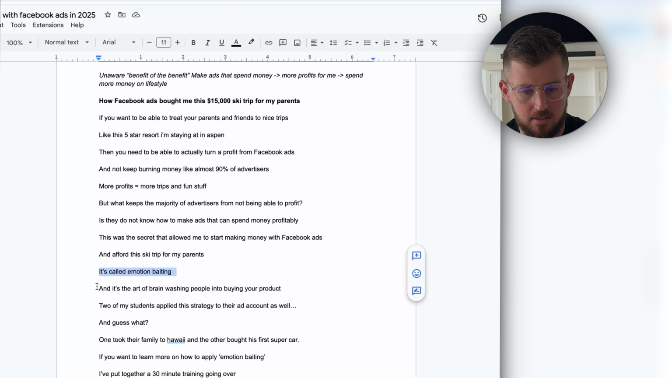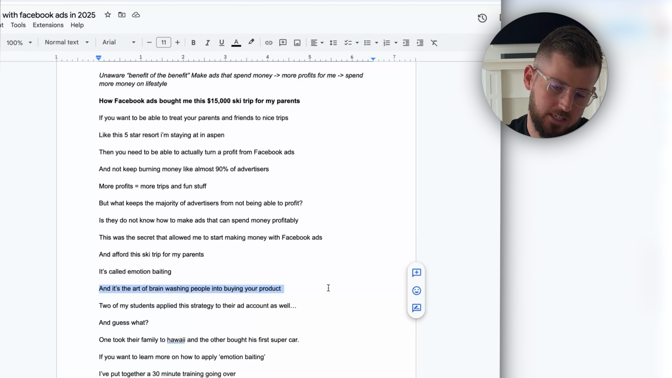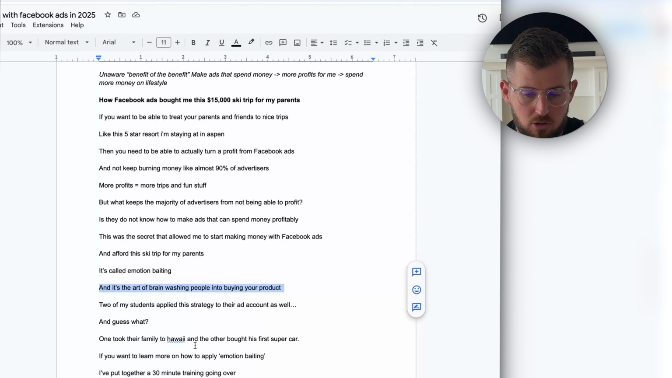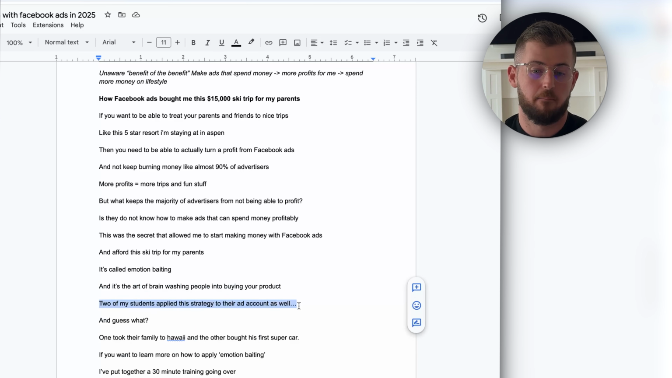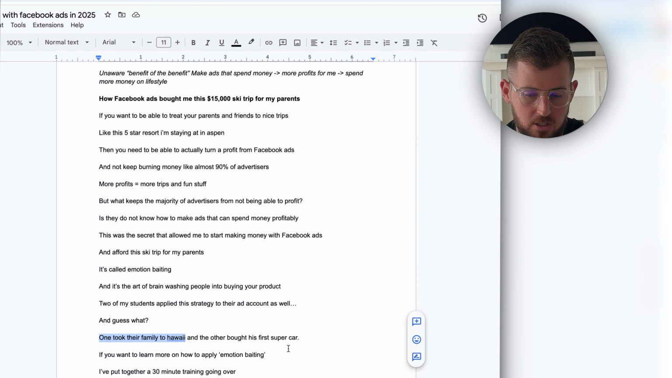Again, product, how the product works in the simplistic way, and then I go straight into, again, building on that desire. 2 of my students applied this strategy to their ad account as well, and guess what? One took their family to Hawaii, and the other bought his first supercar. If you want to learn more how to apply emotion baiting, I put together a 30-minute training going over it, and I've already mentioned that a couple times right there.